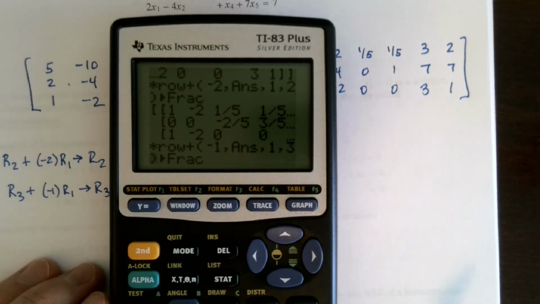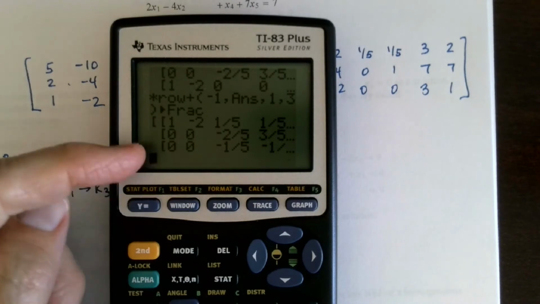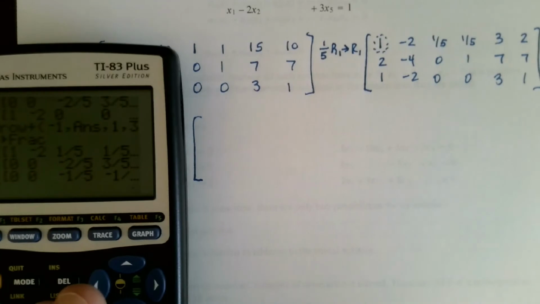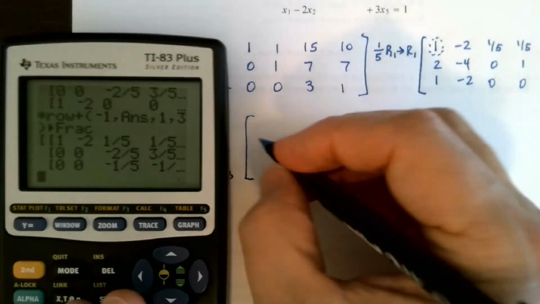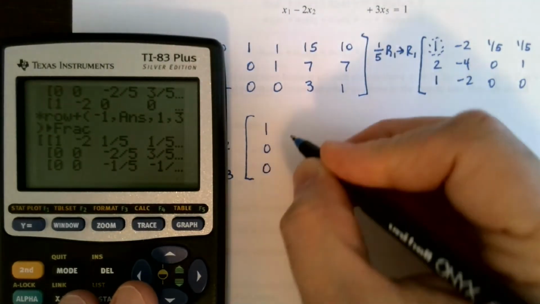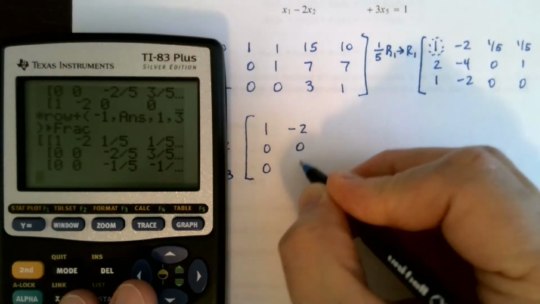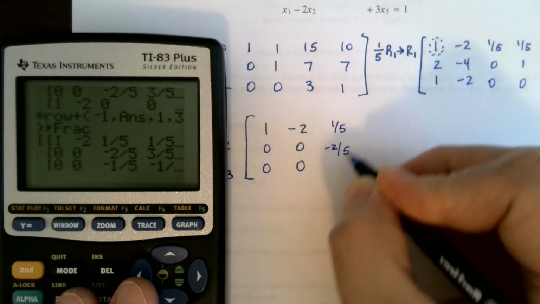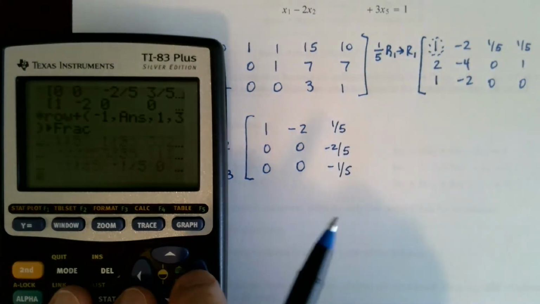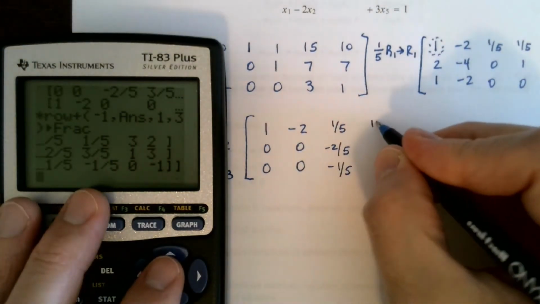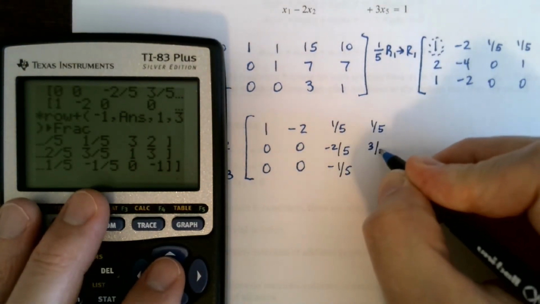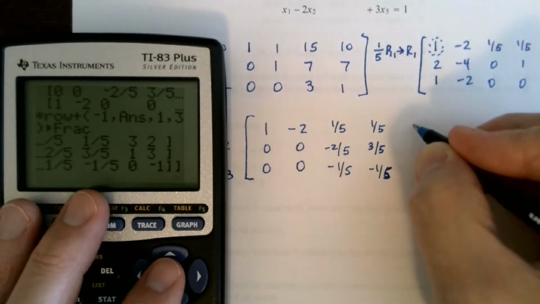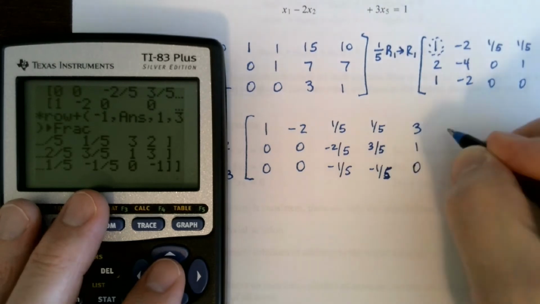Okay, convert to fractions. We got everything there. There it is. There's that 0 that we wanted to get. So we've got our leading one and zeros beneath that. So we can now write our matrix out. There's the one with the zeros underneath it. Second column, third column, scroll over to the fourth column, and then these last two.